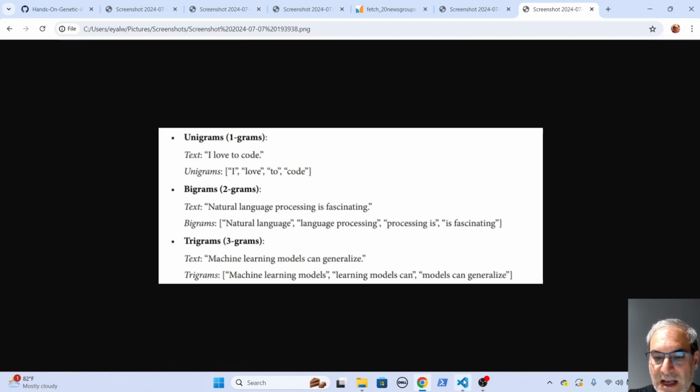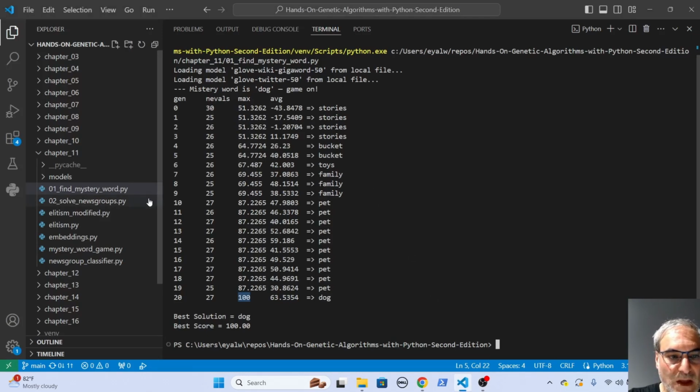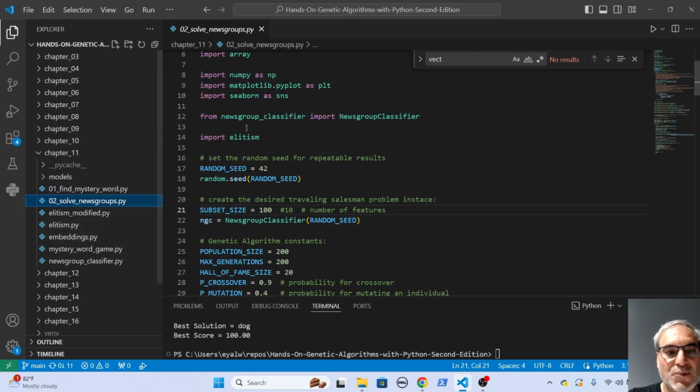So if we take the second program here, we can also look at the newsgroup classifier.